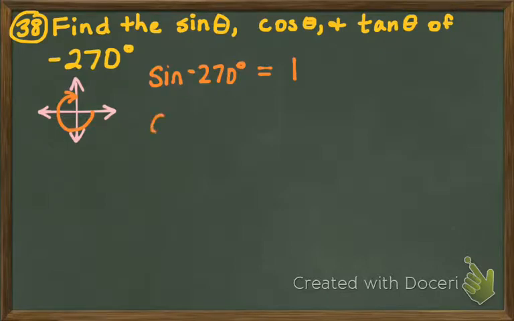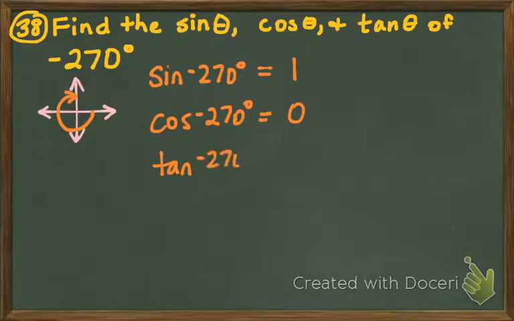And then the cosine of negative 270 degrees is equal to the x-coordinate at that location, which is 0. And the tangent at that location is sine over cosine. So that would be 1 over 0, which is clearly undefined.